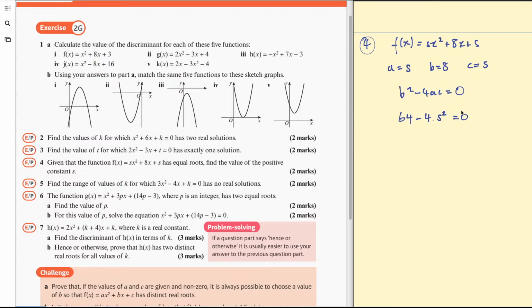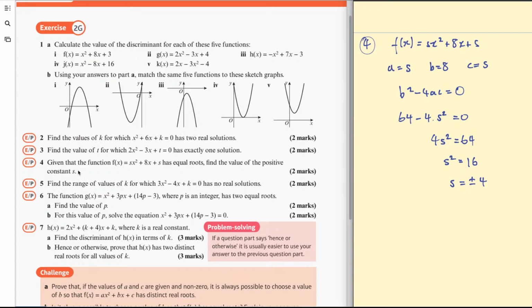Then we are trying to solve this. Solve it as you would normally solve an equation. I might bring that negative 4s squared onto the right hand side. So then I would have 4s squared equal to 64 divided by 4. 64 divided by 4 is 16, and then s equals positive or negative the square root of 16, which is 4, so positive or negative 4.